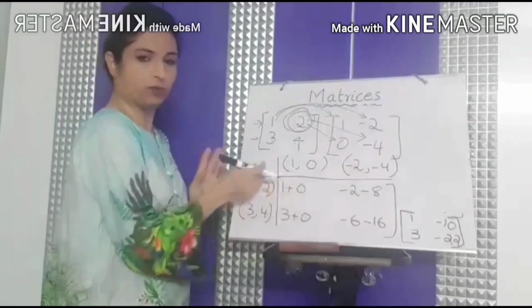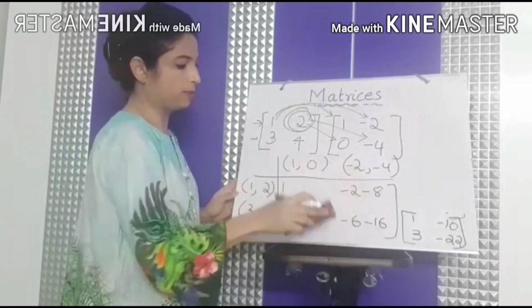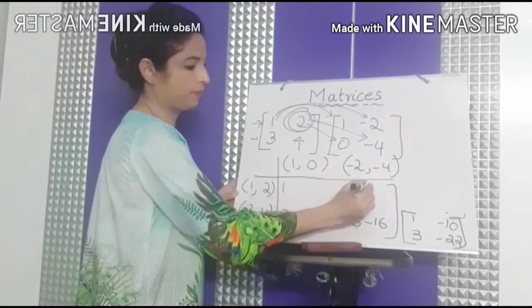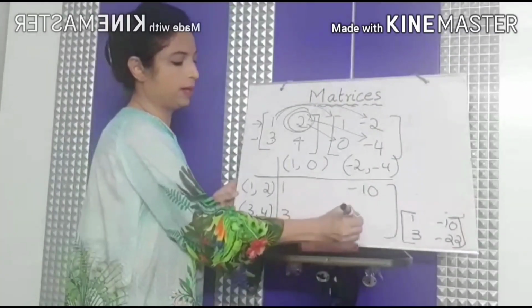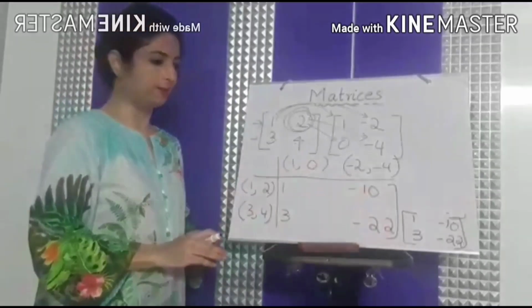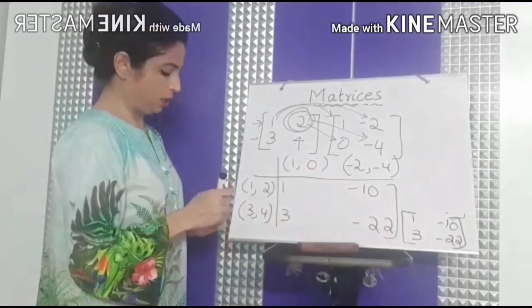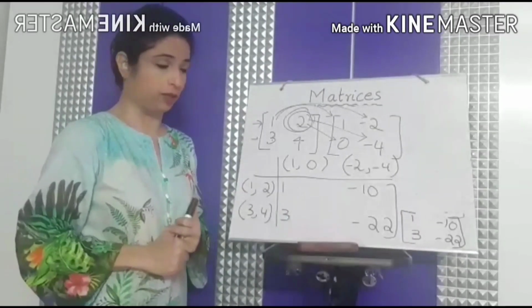And see whatever is here, that's our answer. So this is 1. This becomes minus 10. This becomes 3 only, and this becomes minus 22. And we have the same answers here. So these are the two methods with which we can actually do the multiplication of matrices.